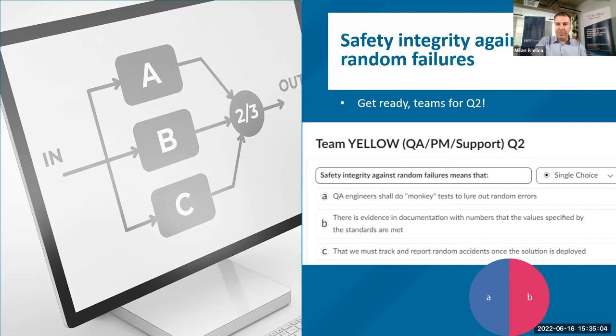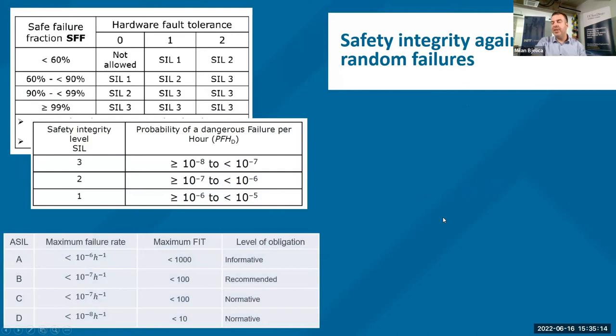Okay, so the random failures, let's do a quick recap now. These are some excerpts from the standards. These are the actual numbers that are given as targets. Let's say if automotive ASIL level means the level of safety that we need to achieve, ASIL D being the most strict, we see that the failure rate allowed is the smallest, so 10 to the power of minus 8. When converted to a FIT value, so this is times 10 to the power of 9, it's 10, for easier understanding.